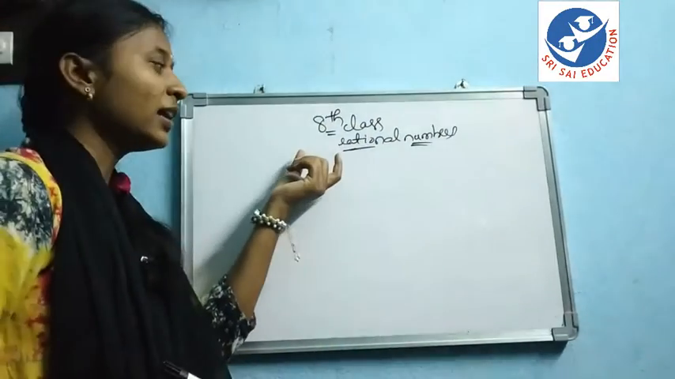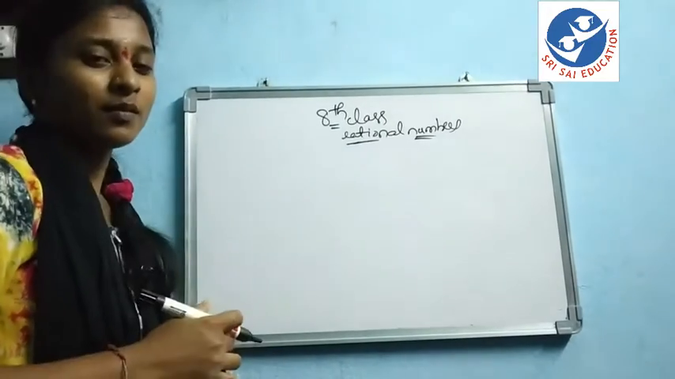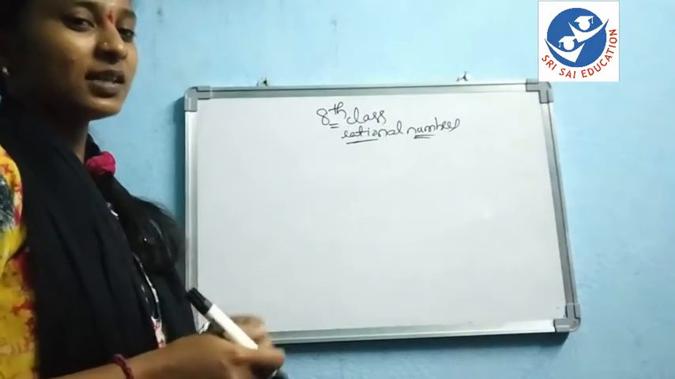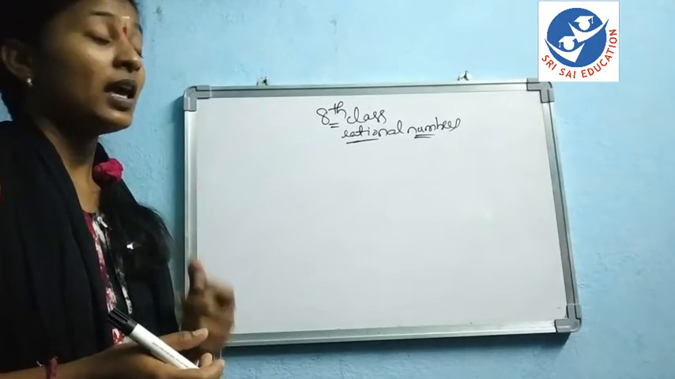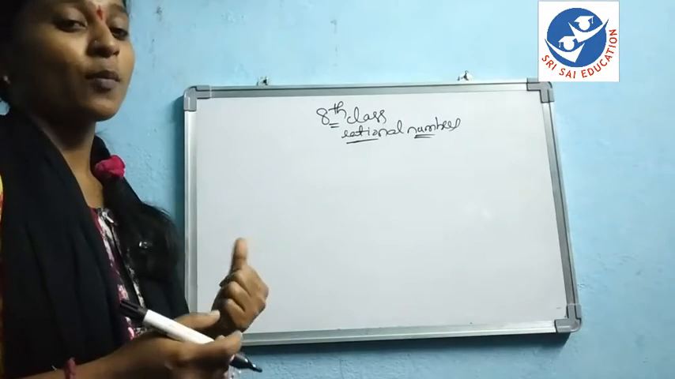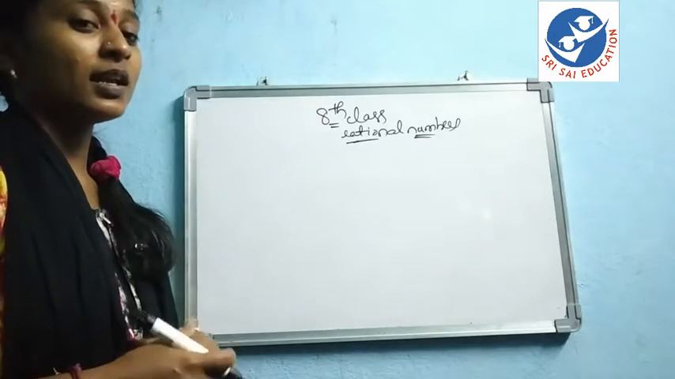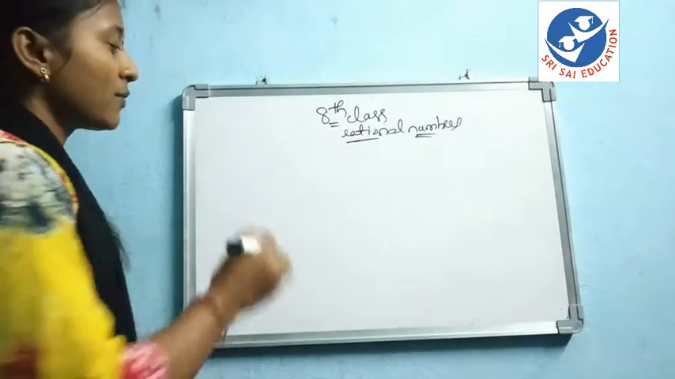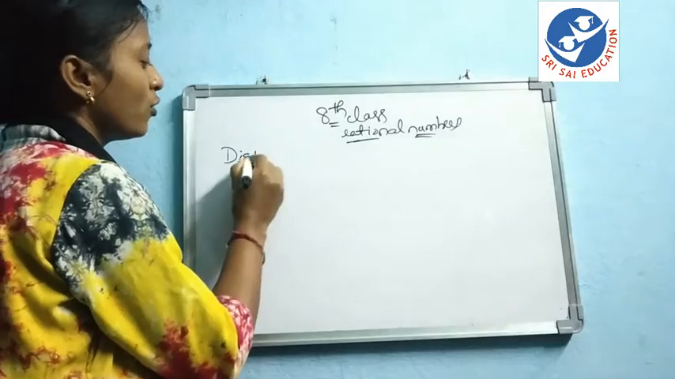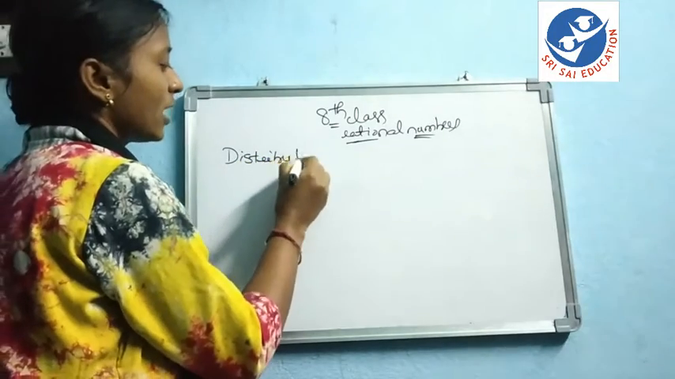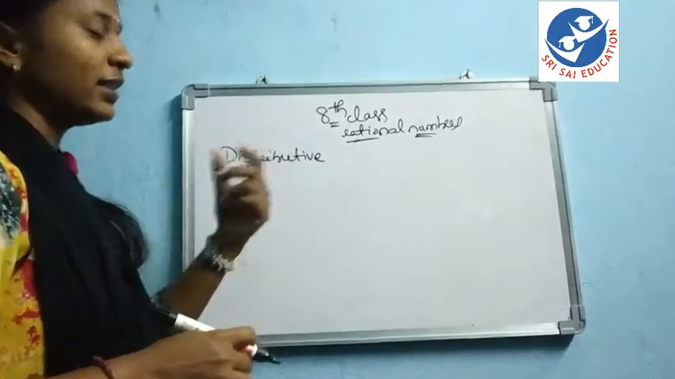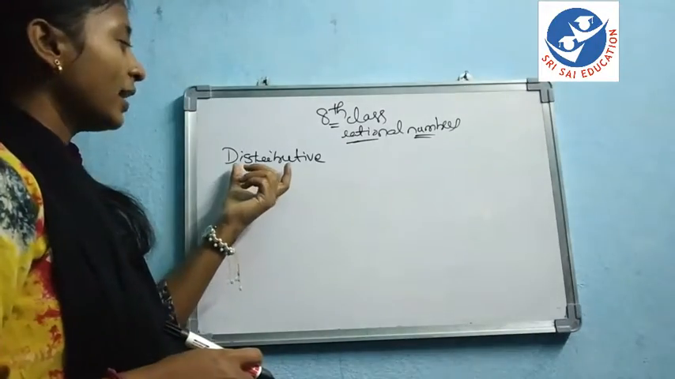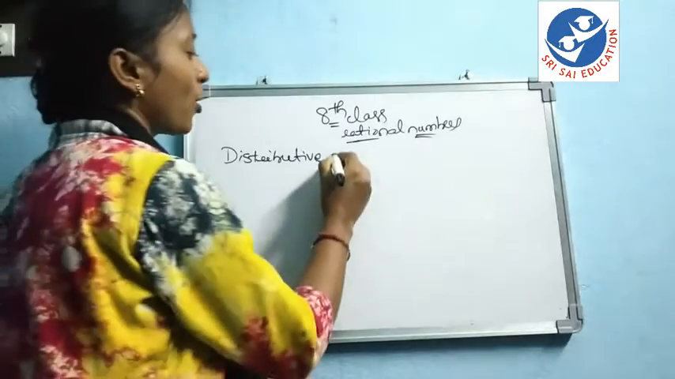In this chapter, in the last class we discussed the associative property, commutative property and closure property. In this, an additional property is there, that is the distributive property. In 7th class only three properties are there. In 8th class we learn another property, that is the distributive property.